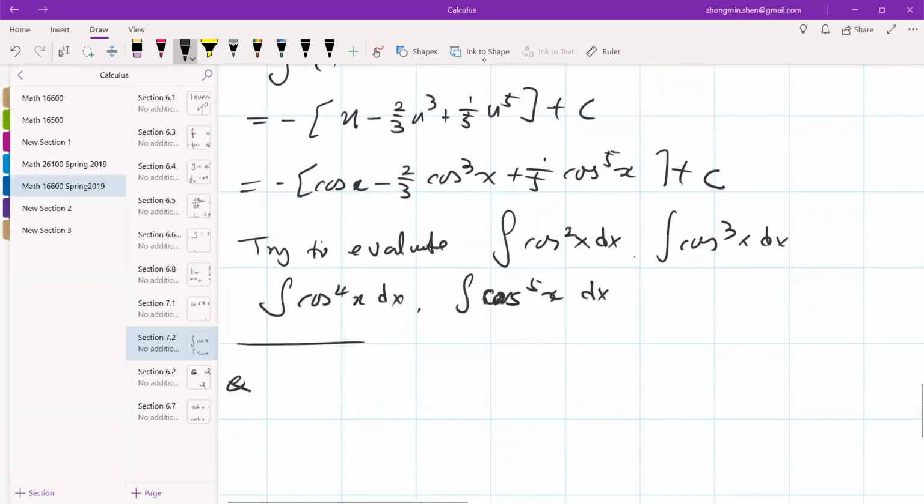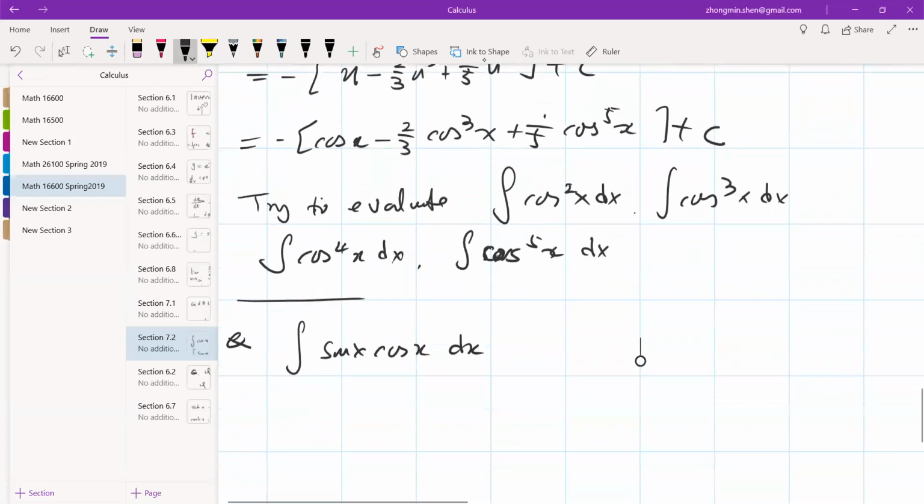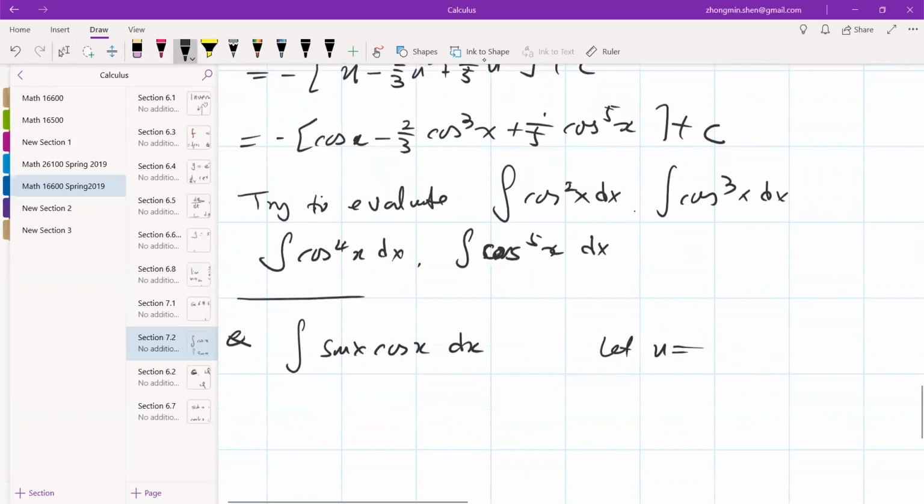All right, so now the next one is a mixture. It contains sine x and cosine x. So the first one is the integral of sine x cosine x dx. But for that you can use a substitution. Simple, right? You let u equal sine x, so du equals cosine x dx. So the integral becomes u du, and that's going to be half of u squared plus constant.